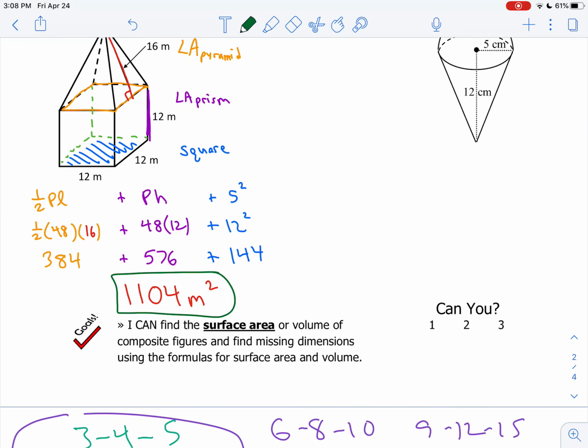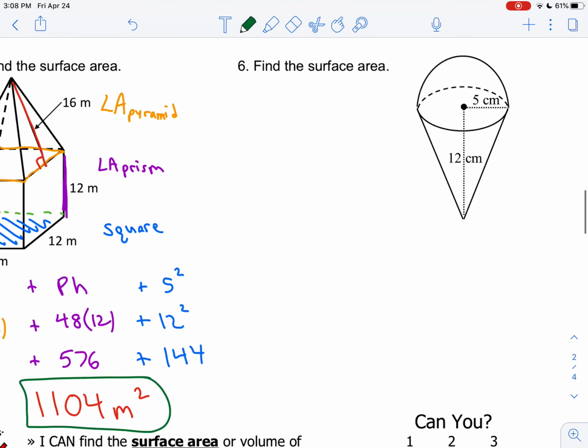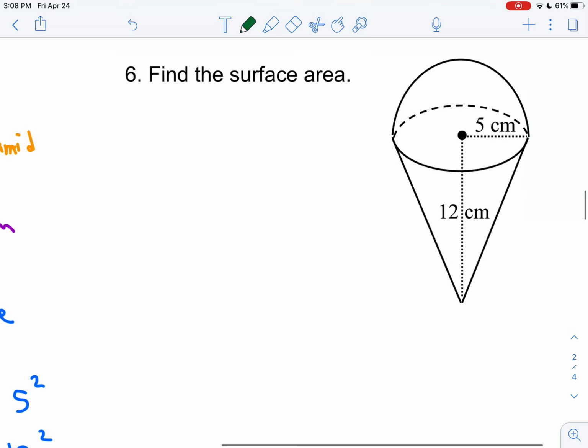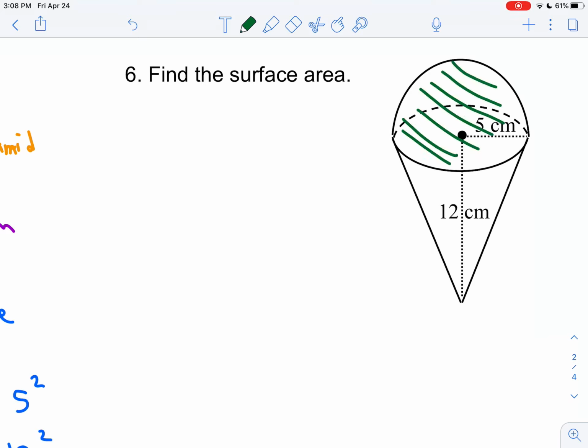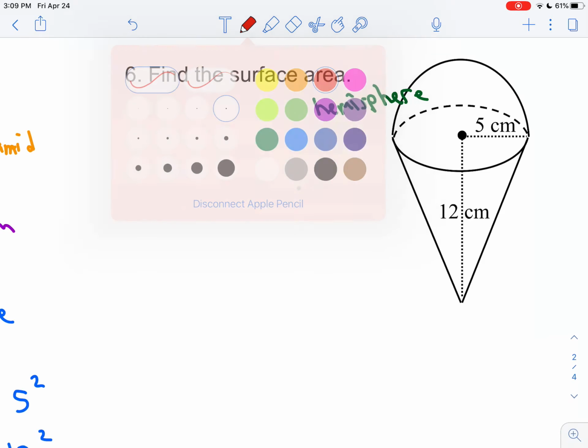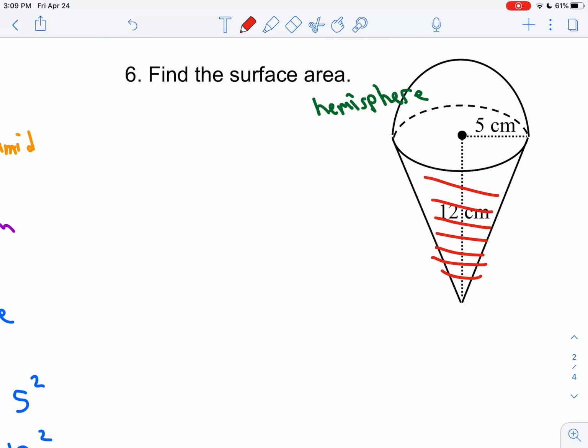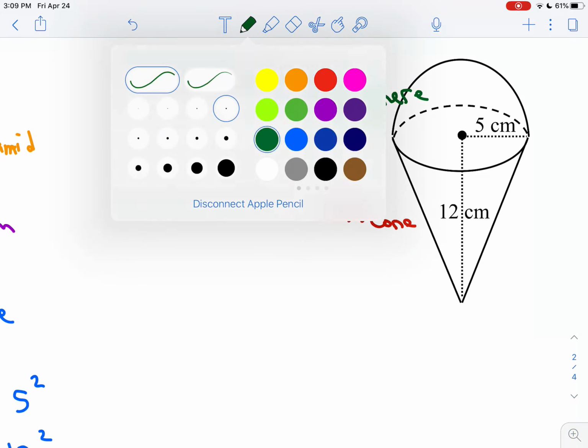All right, so again, let's think about summertime and maybe have an ice cream cone to finish the day. So find the surface area. So this one only has 2 parts. So I have the hemisphere right there. I didn't line that up very well. And then we also have this cone right here. And so for that, I want the lateral area of the cone. So go to your formula sheet.